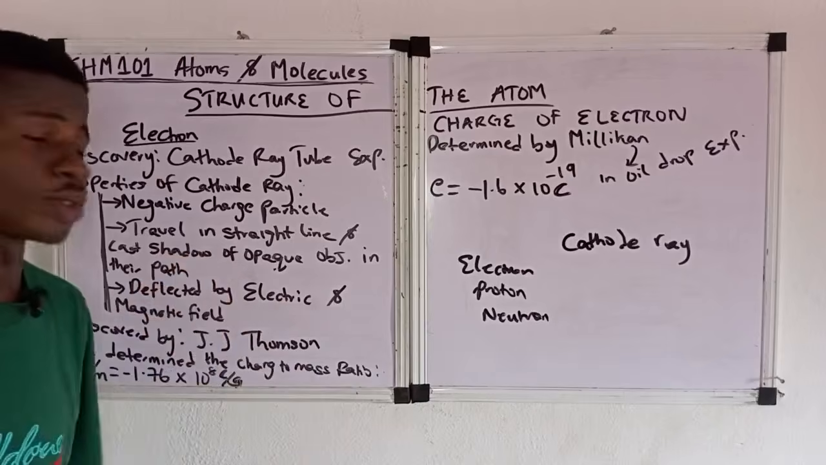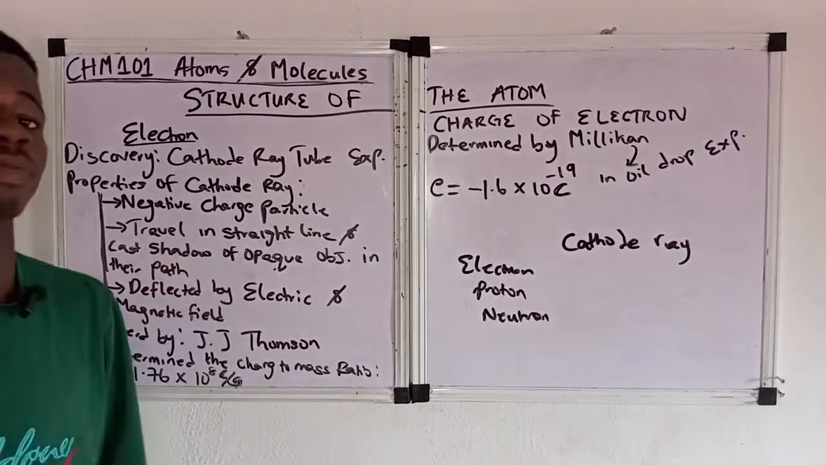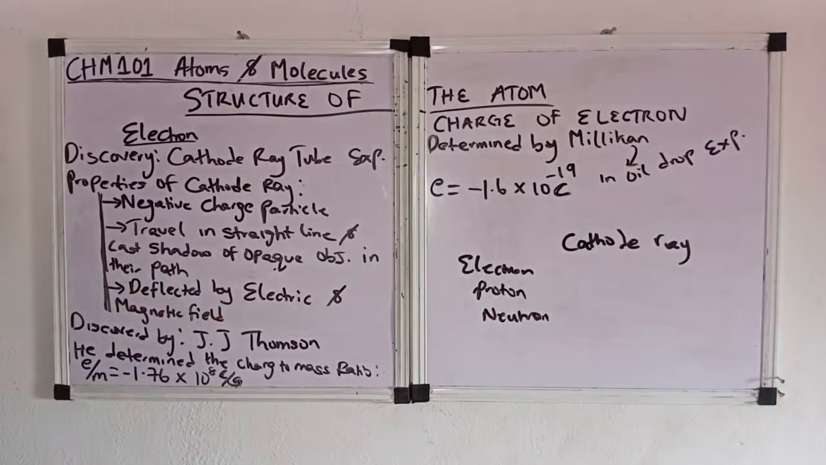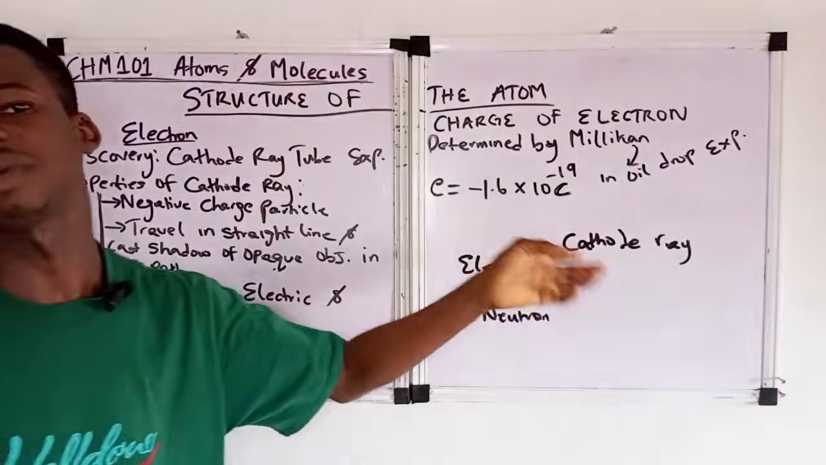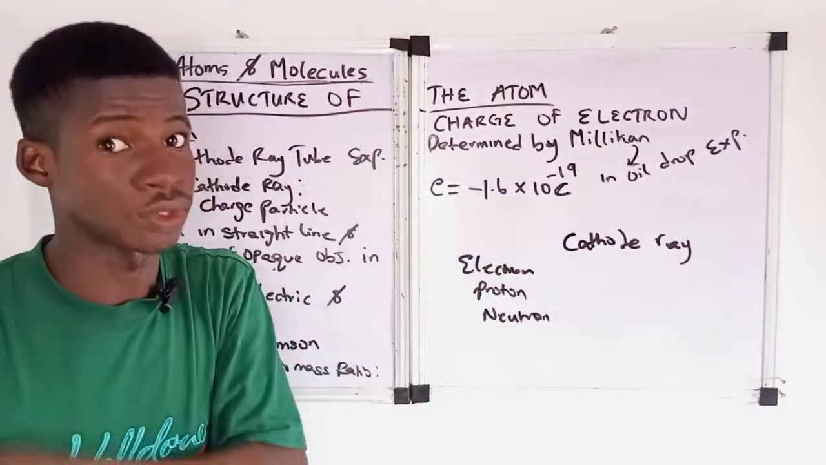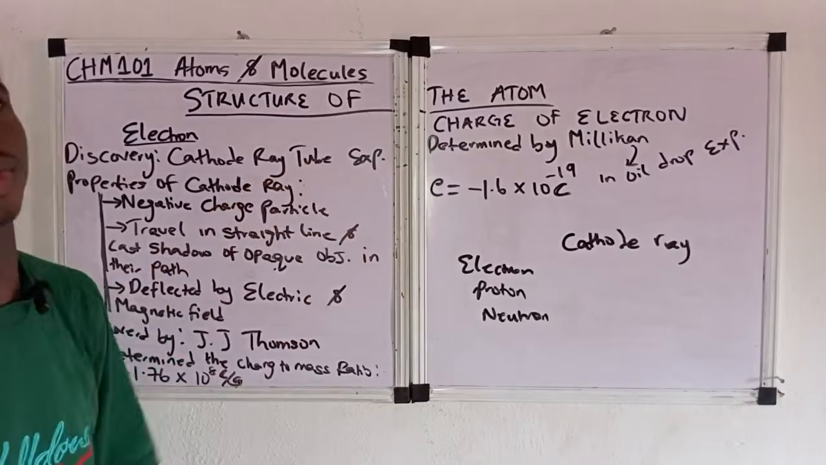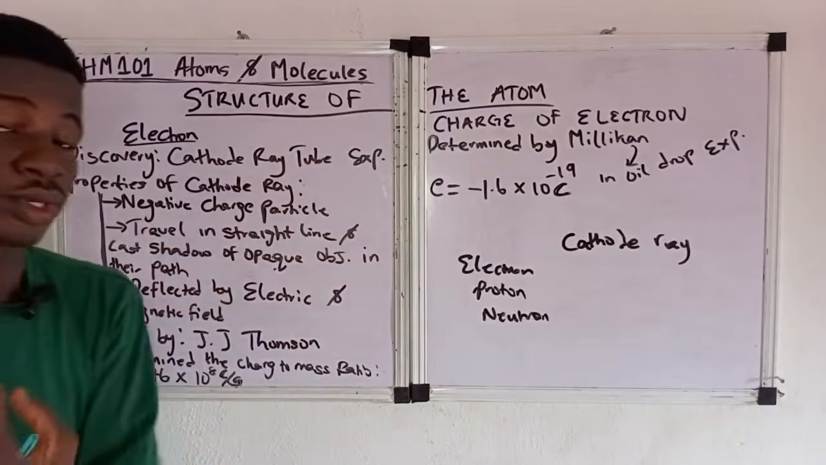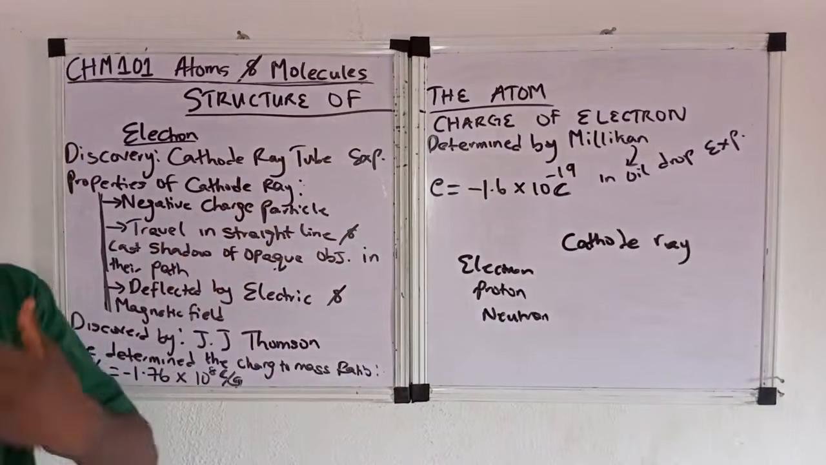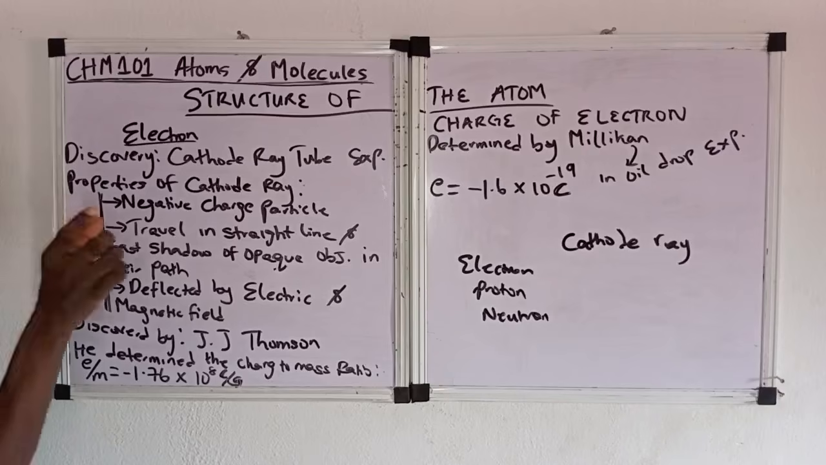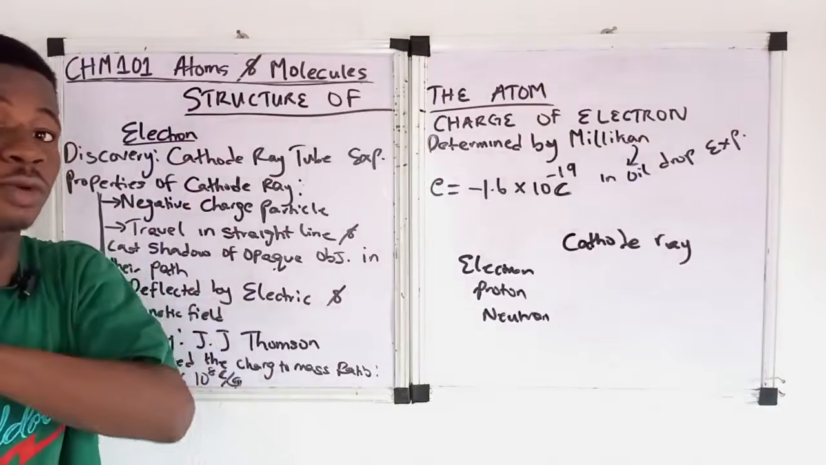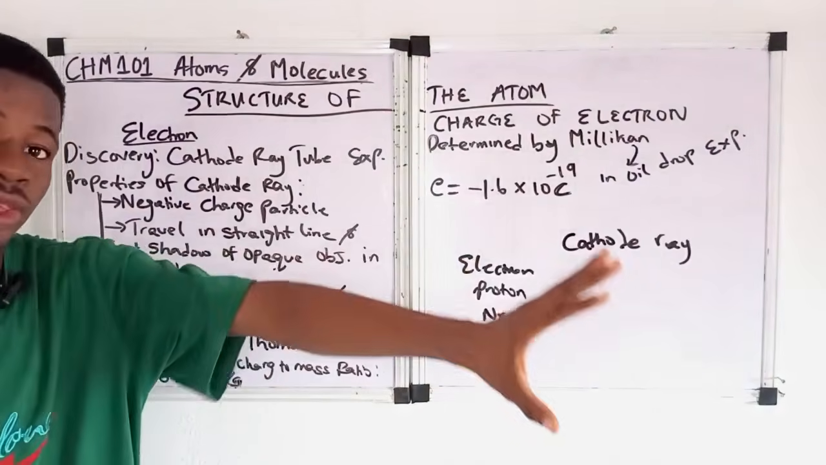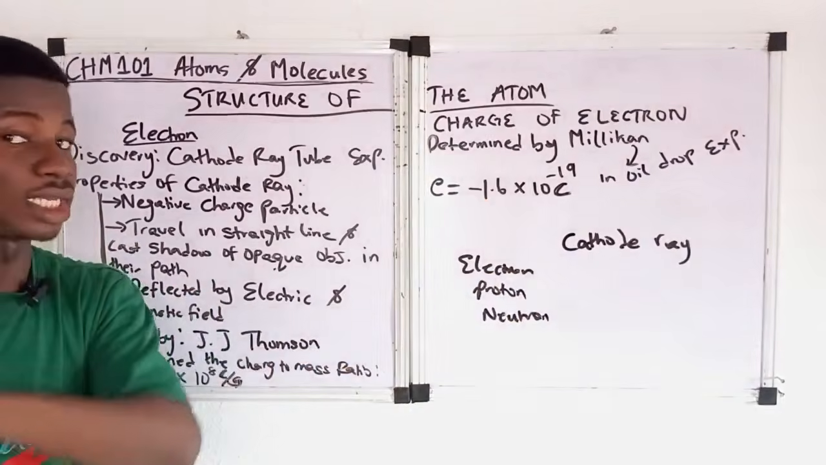Now, what are the properties of cathode ray? The properties of cathode ray is that cathode rays are negatively charged particles. Now, the electron was first called cathode ray because it was produced from the cathode in a cathode ray tube. When the ray was produced, it usually moved from the cathode towards the anode. And remember, the anode is positive and the cathode is negative.